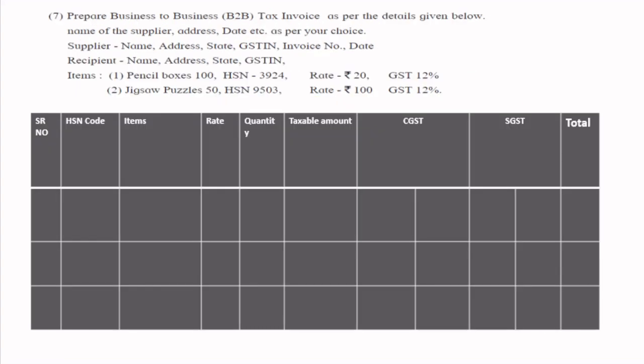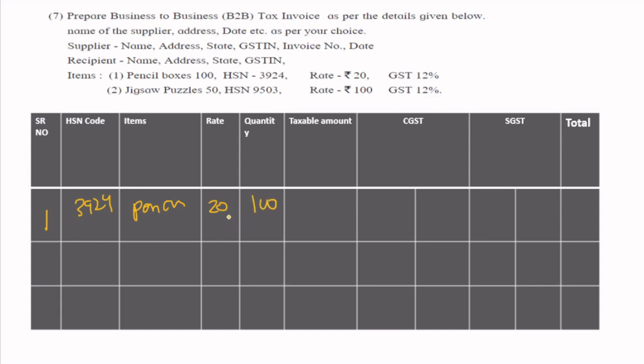Similar to question number 6: prepare a business to business tax invoice as per the details given. Supplier name, recipients, everything you can choose as per you, and write it down. I'll write all the information in this tabular format. Serial number 1, your HSN code is 3924. Item pencil box, rate 20, and the quantity here is 100.